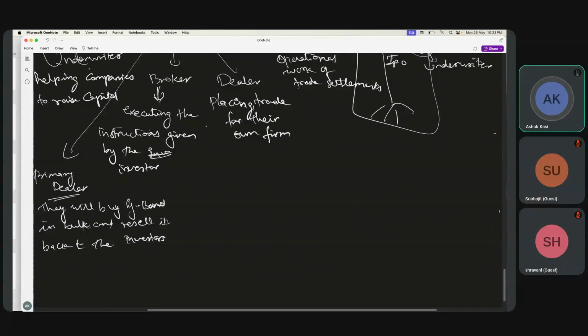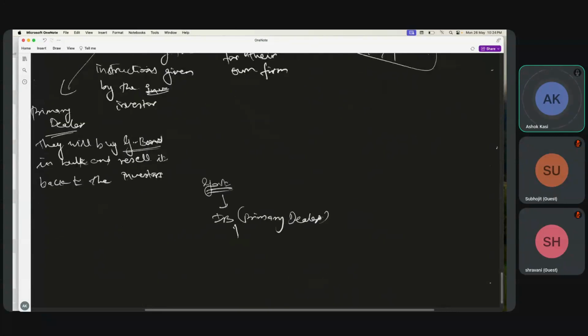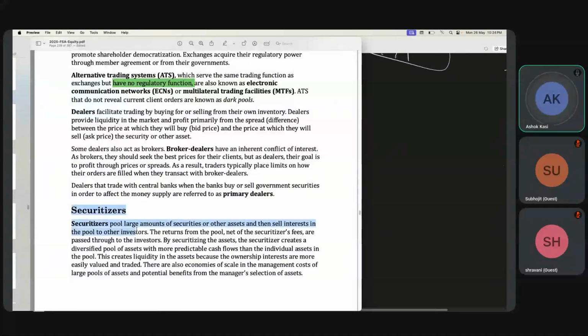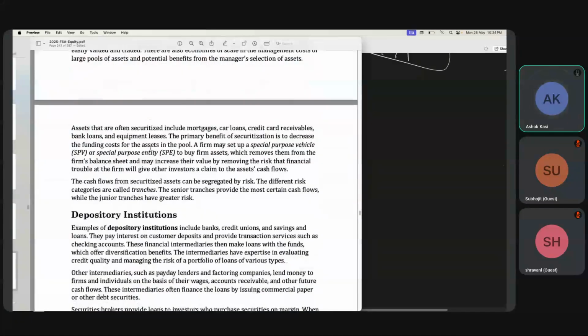That is primary dealer. So when the government wants to raise capital, what the government will do is raise capital from the investment bank directly. That is primary dealer. And then these investment banks will market and take it to the other investors. Okay, that time they are called primary dealer. Okay. Securitizers we will see in fixed income anyway. So you can skip this part also, securitizers.